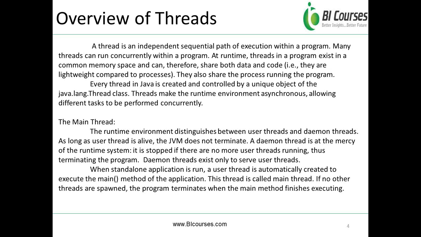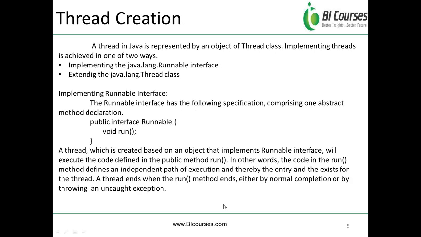A daemon thread is at the mercy of the runtime system. If it is stopped and there are no more user threads running, then the program terminates. These daemon threads exist only to serve user threads. When a standalone application is run, a user thread is automatically created to execute the main method of the application. This thread is called the main thread. If no other threads are spawned, the program terminates when the main method finishes executing.